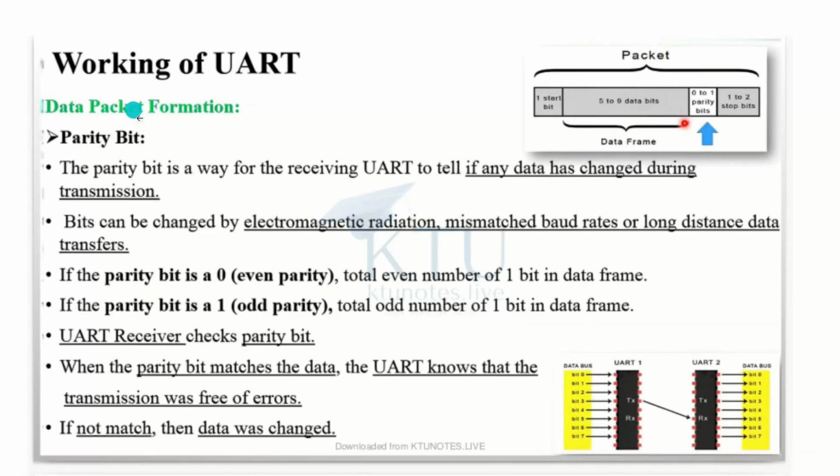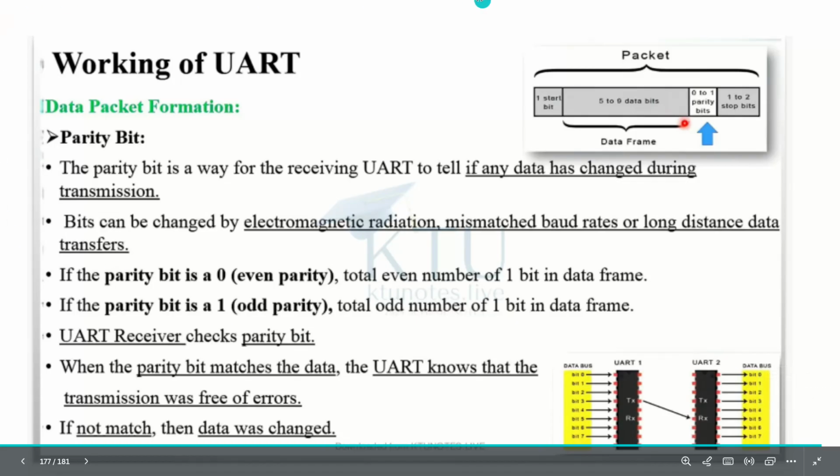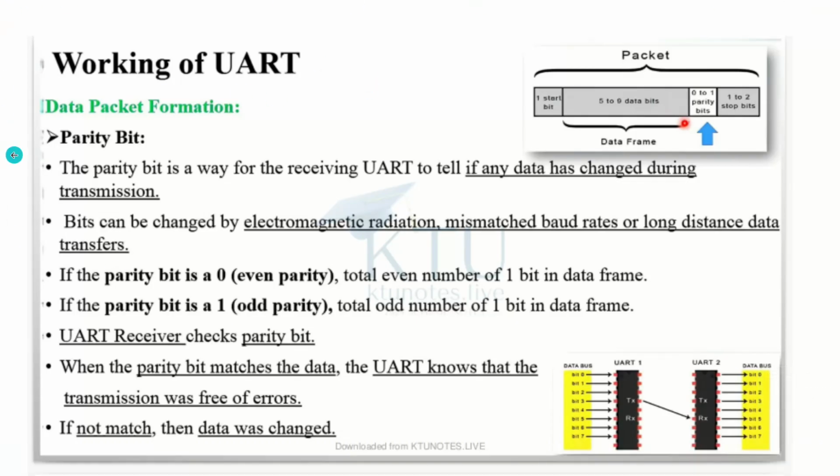Now there is a parity bit. The parity bit is used for checking whether the correct data has reached there. Sometimes because of electromagnetic radiation, or baud rate getting mismatched, or because it is traveling a very long distance, there is a chance that the data may change. Okay, so the parity bit can be 0 or 1. If the parity bit is 0, it means there is a total even number of ones in the bits, that is even parity. If the parity bit is 1, it means it is odd parity, a total odd number of ones were there.